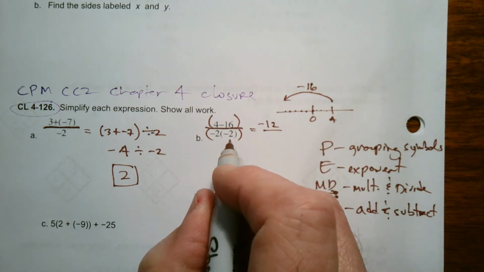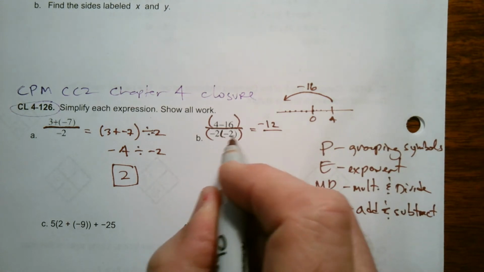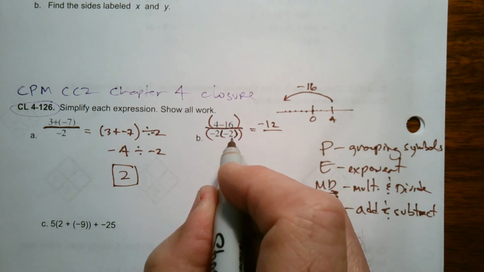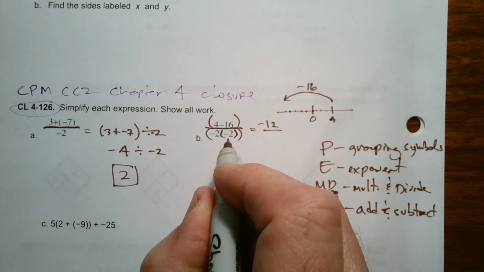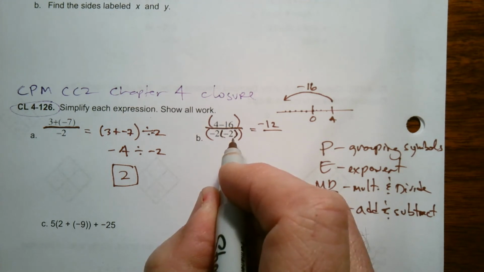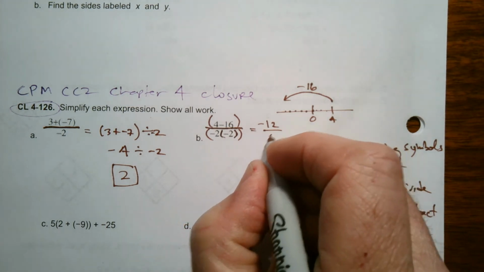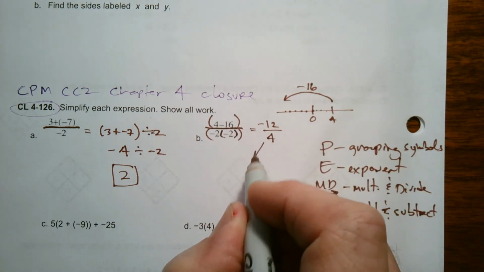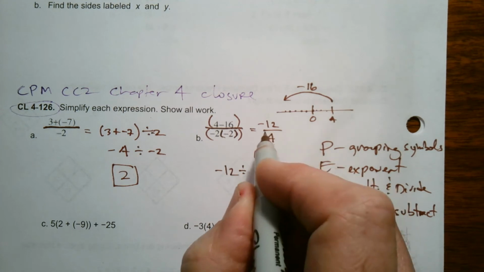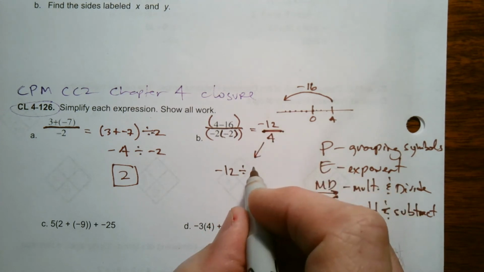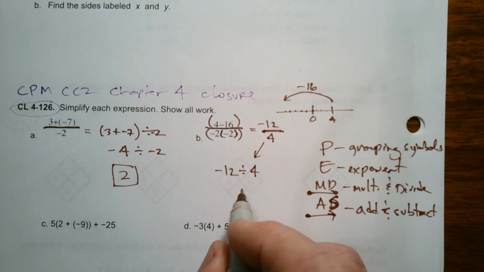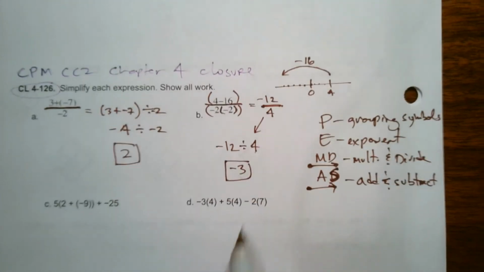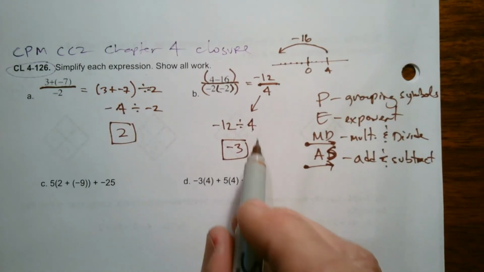And then here I have -2 times -2. When you have a little parenthesis next to a number, that means multiplication. When you multiply negatives, you actually get a positive. So 2 times 2 is 4, so it's +4. Now I have -12 divided by 4. Remember, when you have that fraction bar, it also means division. So -12 divided by 4 is -3. A negative divided by a positive is negative, and then you just divide the numbers, 12 by 4.